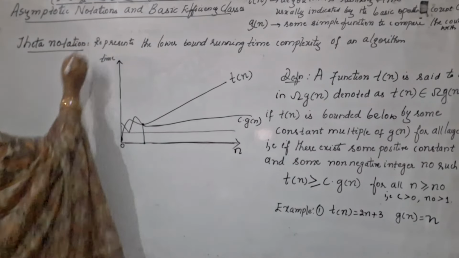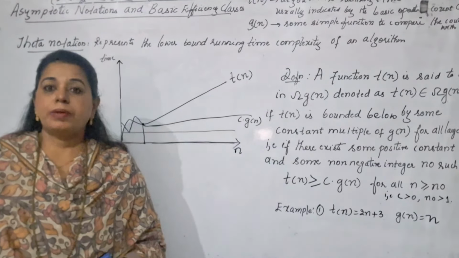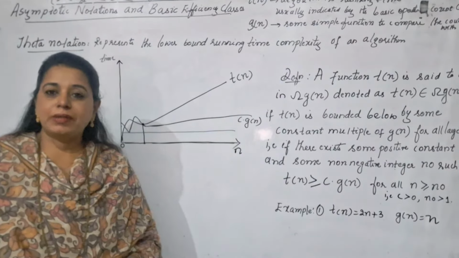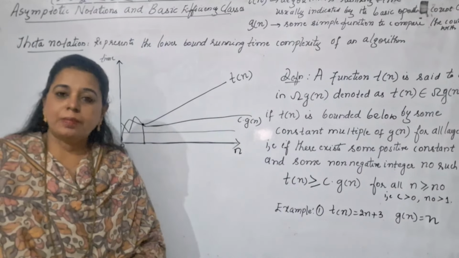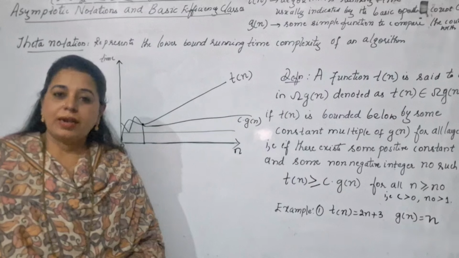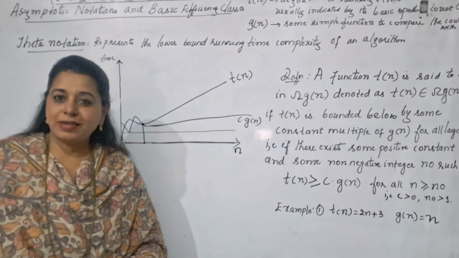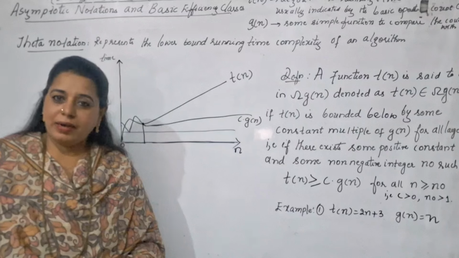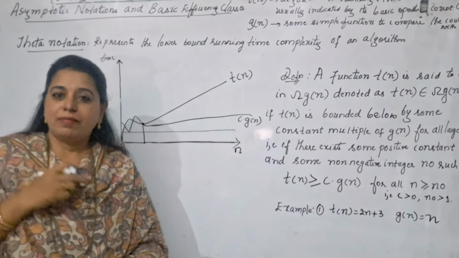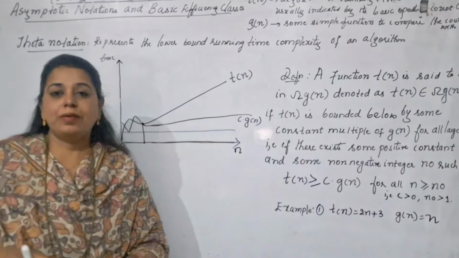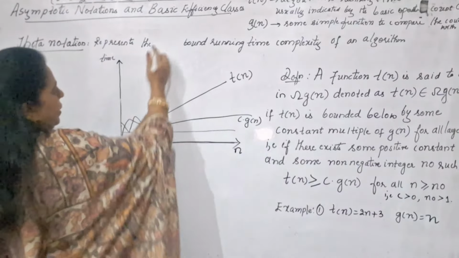Now the first thing we have to do is, what does theta notation represent? Big O notation represents the upper bound running time complexity of an algorithm. Omega represents the lower bound running time complexity of an algorithm, whereas theta notation represents the tight bound running time complexity of an algorithm. So what is this tight bound word? Once I explain the concept, then you will be able to understand. For the time being, I will just replace lower with tight bound.